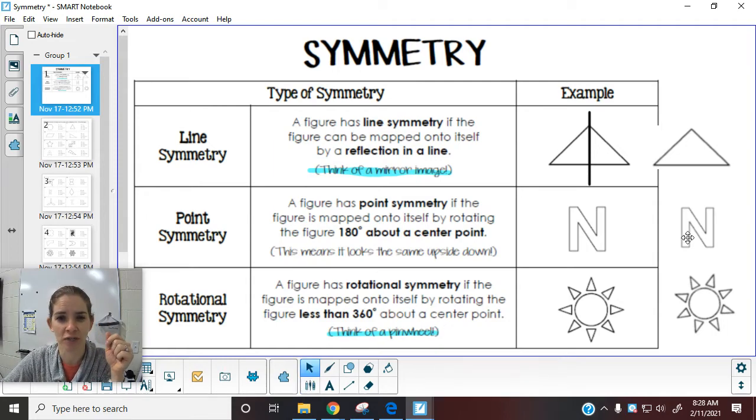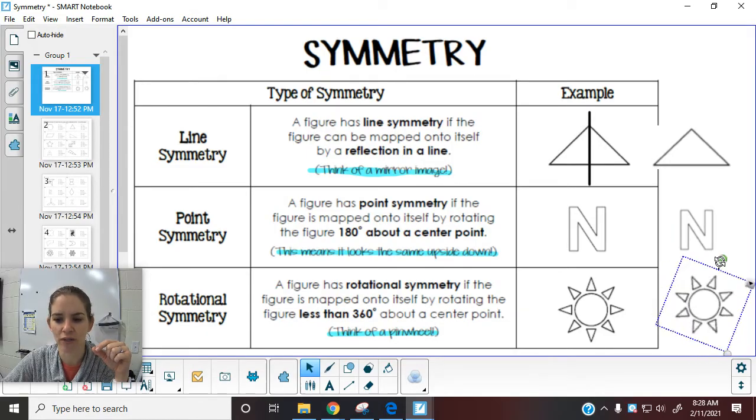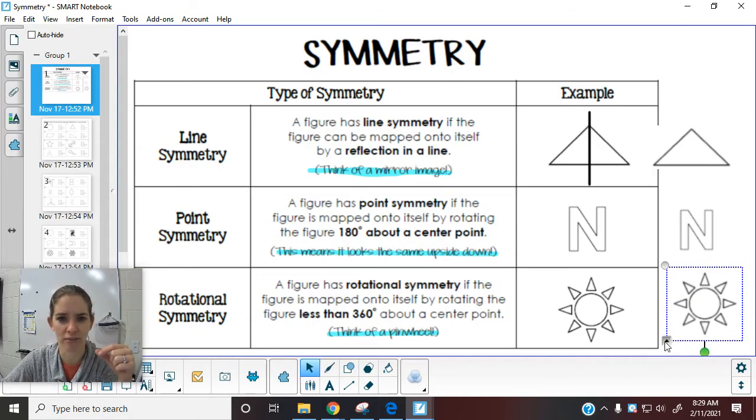Now, point symmetry has a specific rotation. Rotational symmetry is any rotation less than 360. Point symmetry is, notice, 180 degrees. So this means it looks the same upside down. If we take a look at this N, we can literally turn it on its head and it looks exactly the same. If we go back to our original with the sun, we can spin it exactly upside down, and this one also has point symmetry.